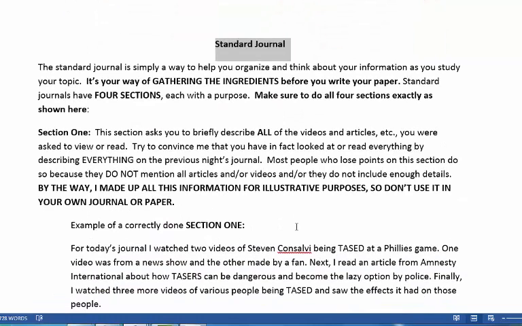Well, I've already told you that it has 4 parts to it. First, section 1 of the journal. This section asks you to briefly describe all the videos and articles you were asked to read for that particular journal.